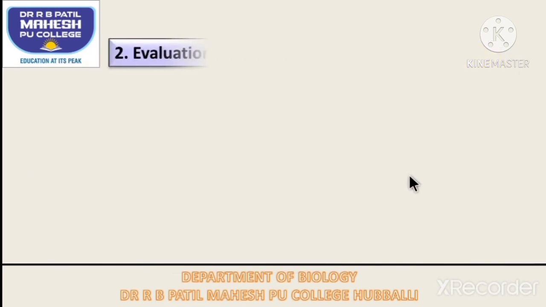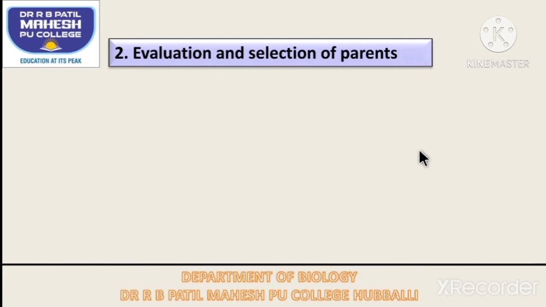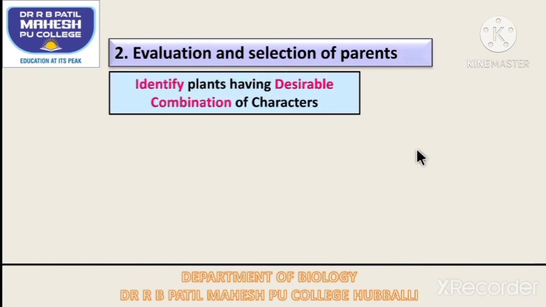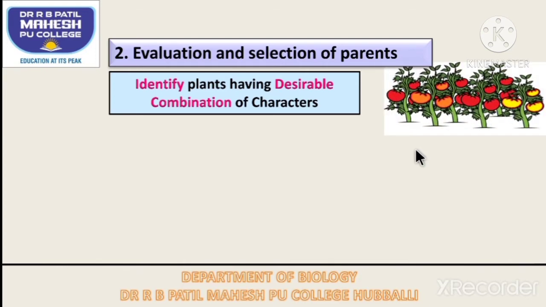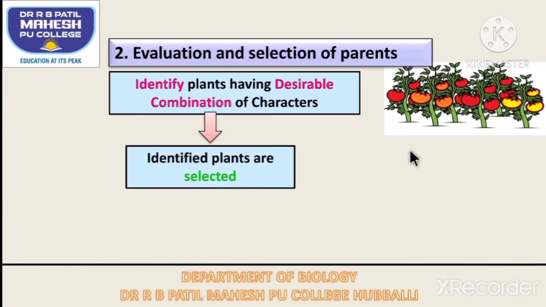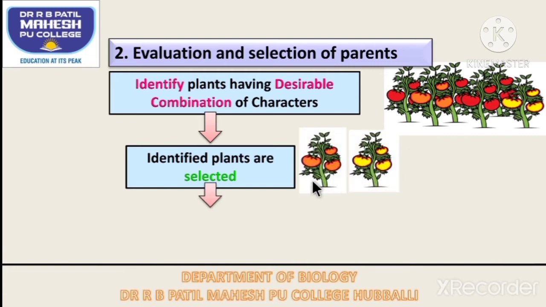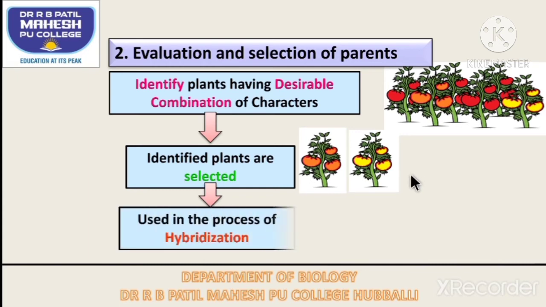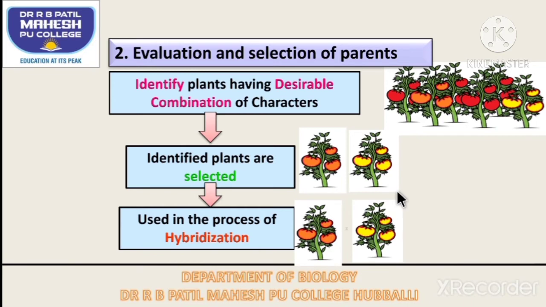Then evaluation and selection of parents. So what are we going to do? Once we identify the plant having a desirable combination of characters, we have to evaluate the characters, and then we have to select the plant to become a parent of a future generation. So we are going to identify plants based upon desirable character, and those selected plants will be made male and female and will be used in the process of hybridization.